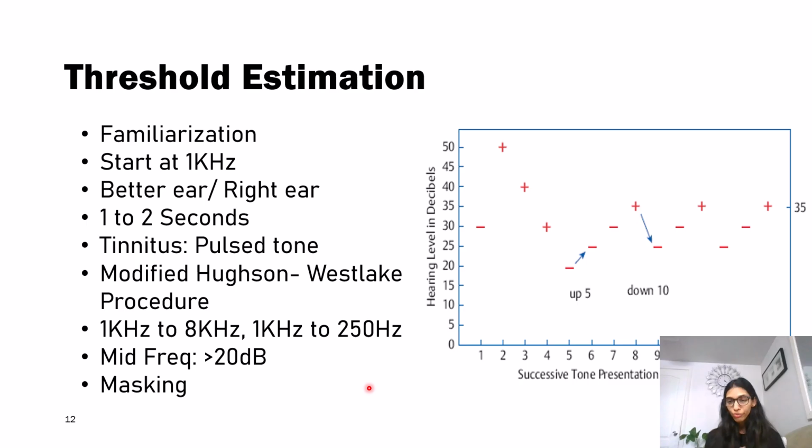If between two frequencies, for example 500 and 1000 hertz, there is a difference of more than 20 dB in threshold, then you'll have to test the mid frequencies, that is 750 hertz and 1500 hertz. And if there is a greater difference between both ears, or air conduction versus bone conduction, then we'll have to do masking. For masking, you can refer to the video already posted on my page, in which I've explained masking in detail.